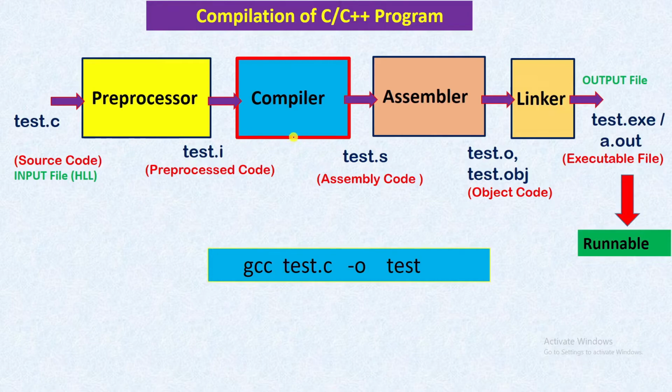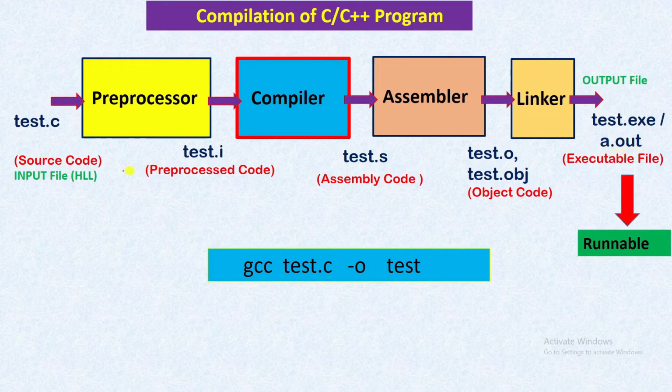Okay, so along with the compiler we have the various other software involved in the compilation process of a C and C++ program. Here you can see when we write this command, gcc test.c -o test, we first encounter the preprocessor. Then the work of the compiler comes, then the assembler comes, then the linker comes, and finally we get test.exe, or the executable file, depending on the operating system.